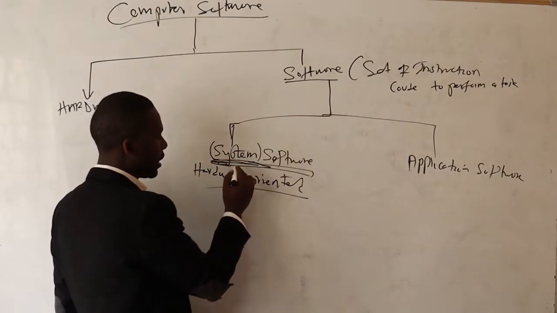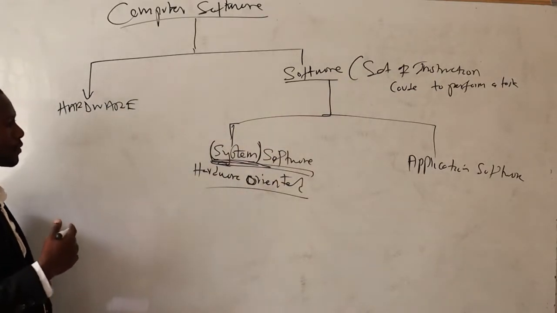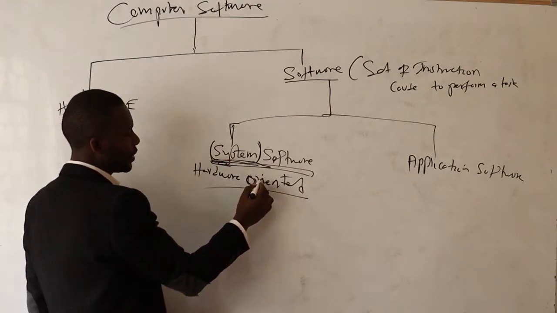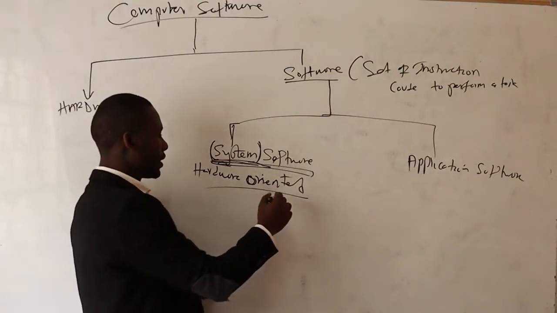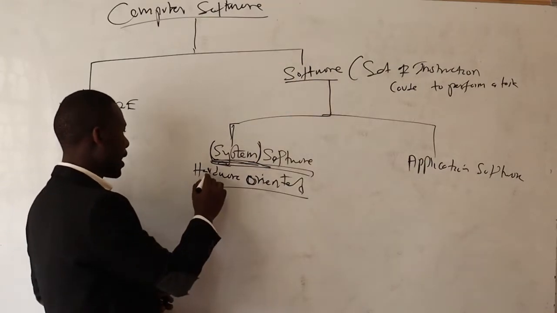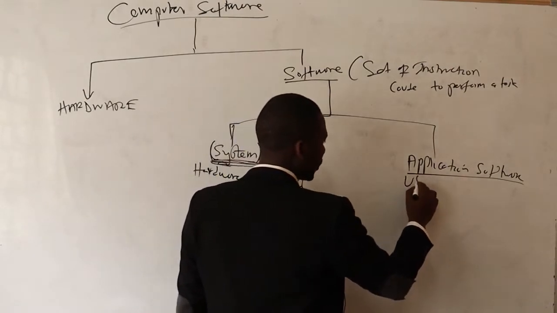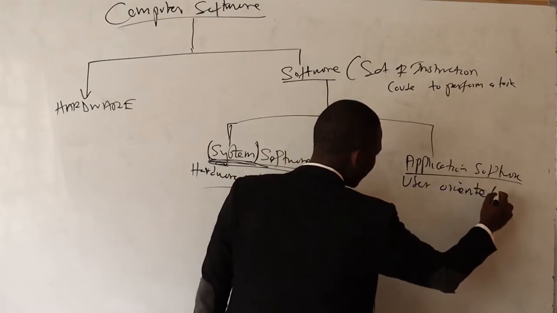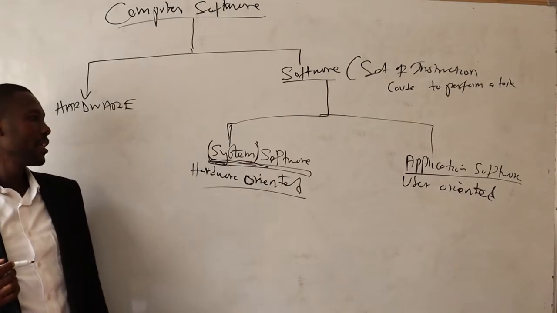System here means a combination of parts, elements, devices that are working together. So these softwares make all these devices work together to facilitate achieving a specific objective. So they are hardware oriented. Then on the other side, application softwares are user oriented. They are softwares developed to be used by the user to perform a task.